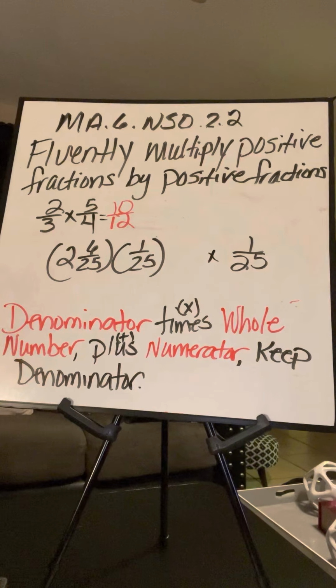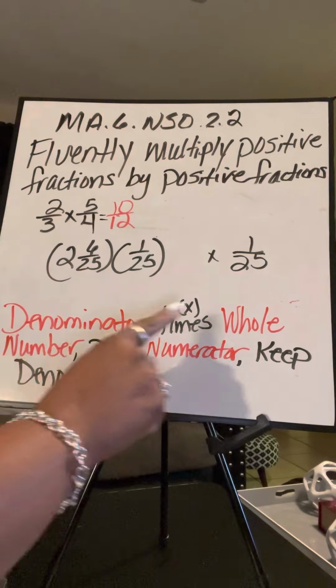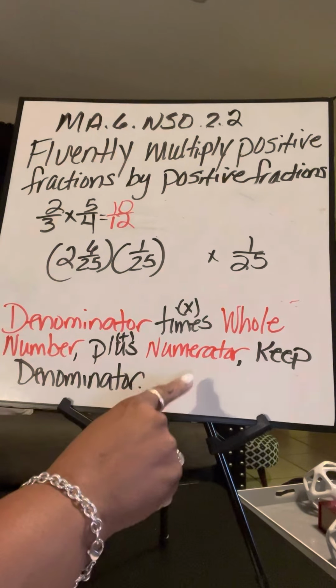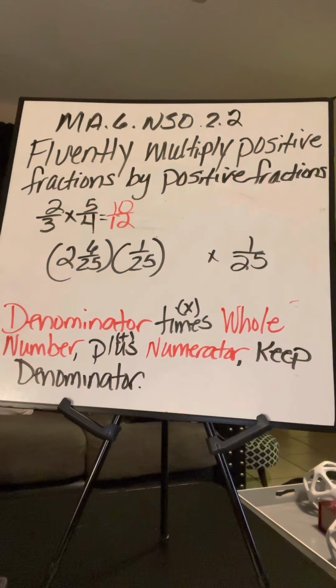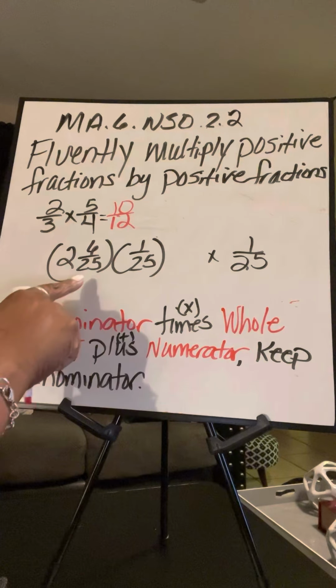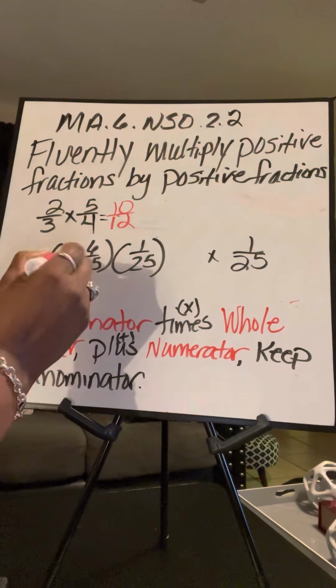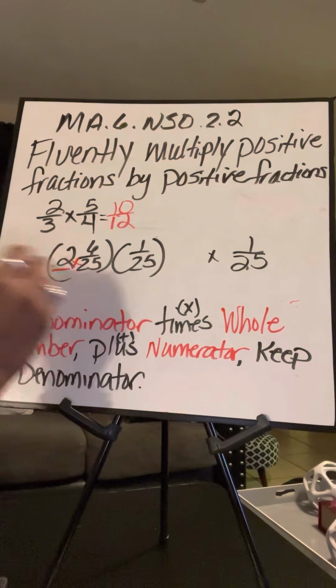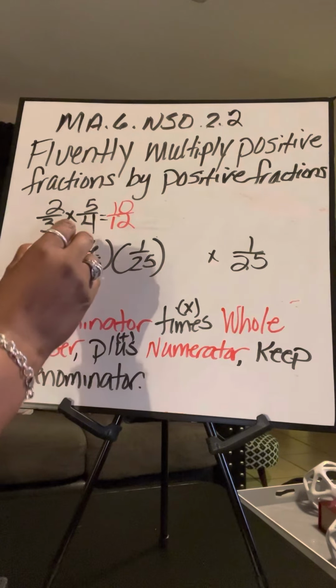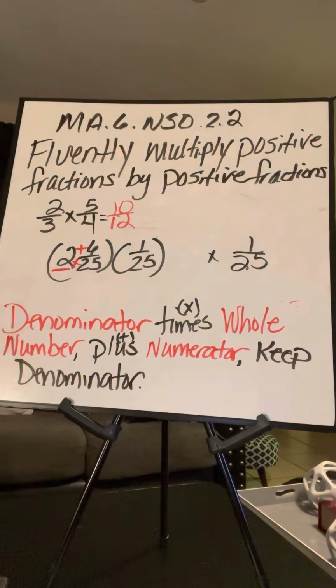So the rule for converting a mixed number to a fraction greater than 1 is denominator times whole number plus numerator, and then I keep the denominator. So I multiply denominator times whole number. Denominator is here, times the whole number, which is the 2. And then I add the numerator and I keep the denominator.